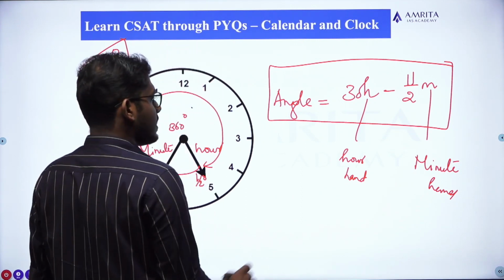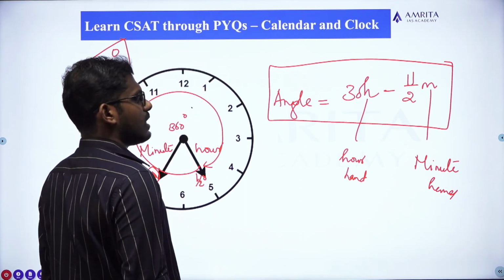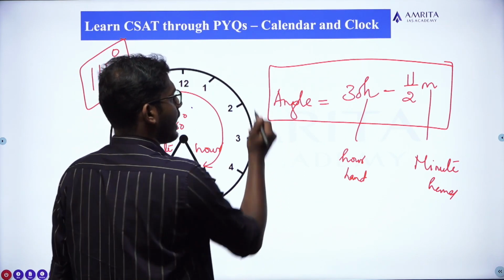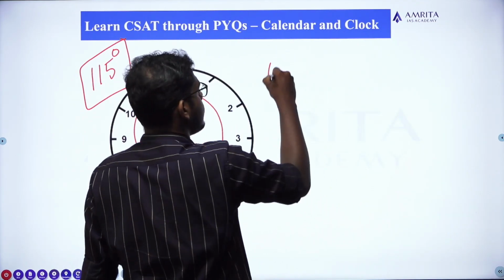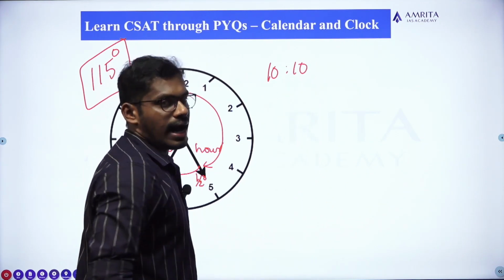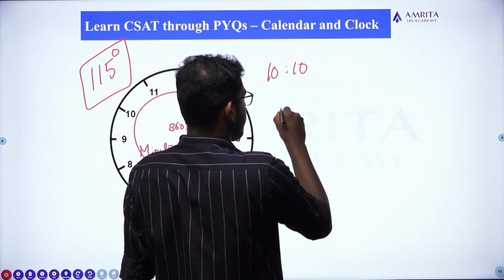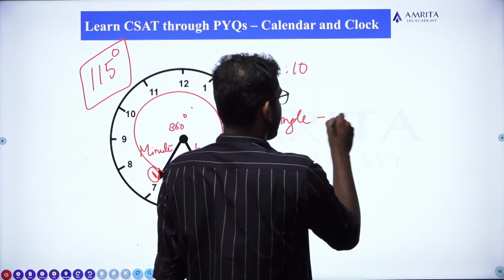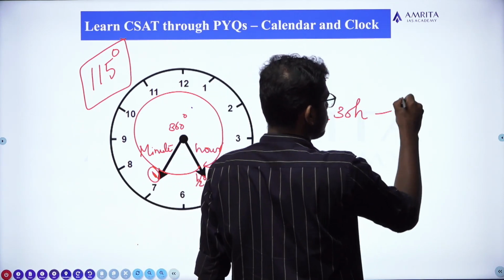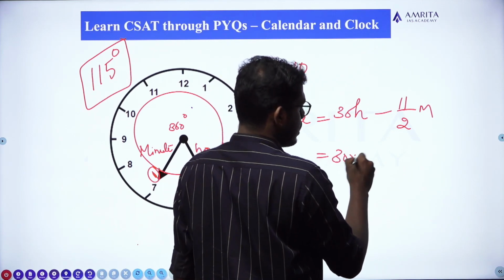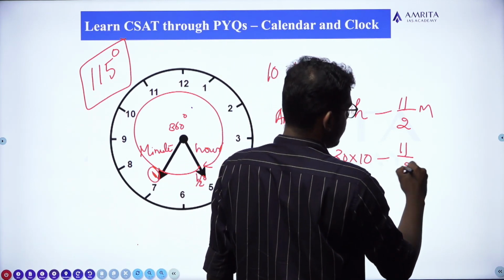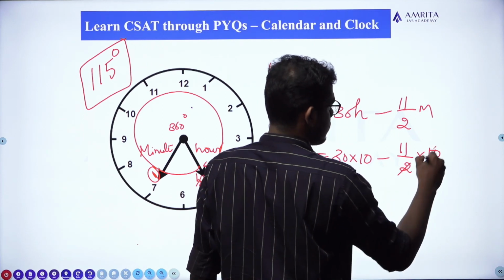For example, if we are asked to find the angle made by the hour hand and minute hand at the time 10:10, the angle can be found by: angle is equal to 30h minus 11 by 2m, that is 30 into 10 minus 11 by 2 into 10.